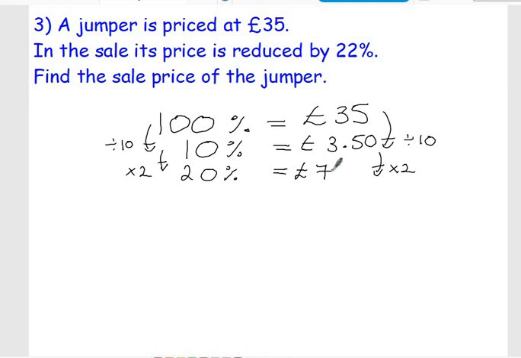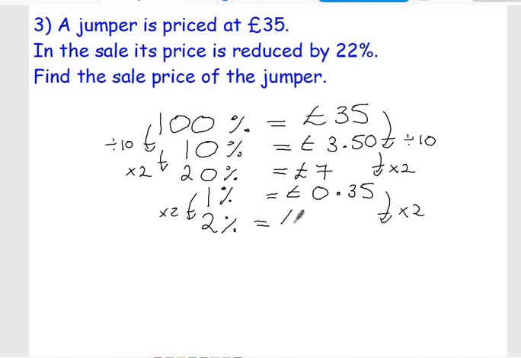Now we need to work out 1%. Well, we know with 1% we are dividing by 100. So if you imagine £35, each digit is moving 2 places to the right when we divide by 100. So it's going to go from our tens to our units to our tenths. So we're going to end up with 35 pence. To get our 2%, we simply need to double the 1%. 2 lots of 35 pence is going to give us 70 pence.